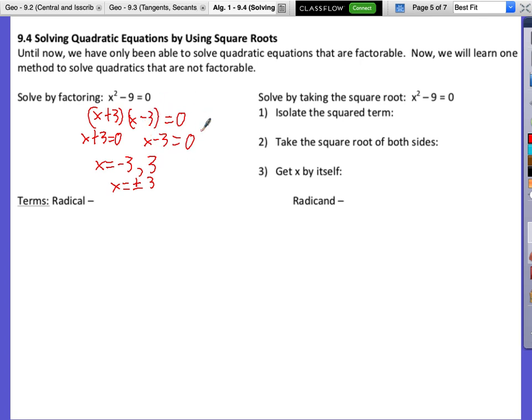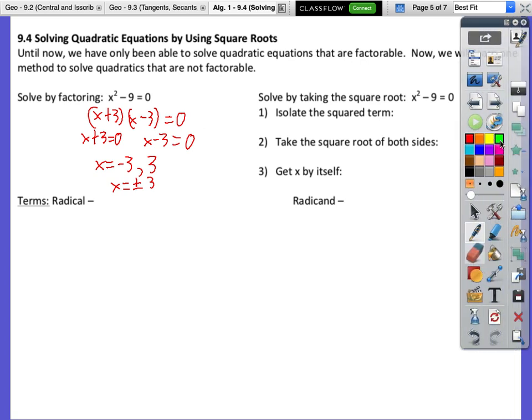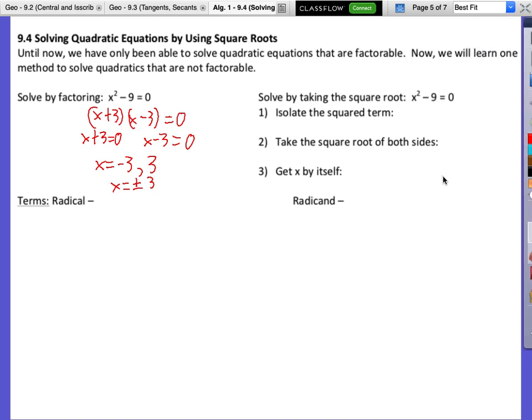So if we're going to solve by taking the square root, we're going to walk through these 3 steps. What's the first step say? Isolate the squared term. What's isolate mean? Get it by itself. Okay? Wherever it's at, we want it to be by itself. So what here is being squared right now? X. X has the exponent of 2 on it. It's being squared. So we want to get that term by itself.